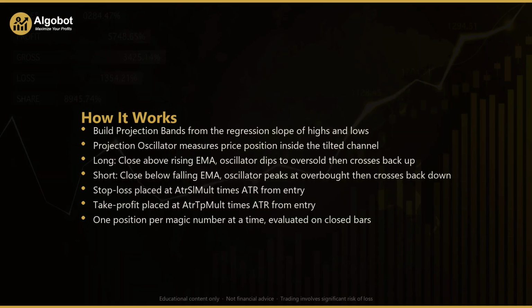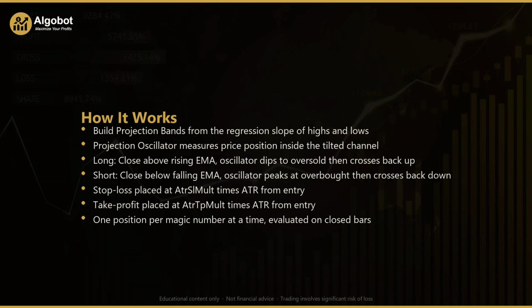Everything is evaluated on the bar that has just closed, so the logic acts once per completed candle rather than reacting to every tick. First, the strategy rebuilds its projection bands over a window set by the ProjPeriod parameter, which defaults to 20 bars. It calculates the slope of the highs and the slope of the lows, projects them forward, and forms the upper and lower envelope. From those, it computes the projection oscillator, clamped between 0 and 100.